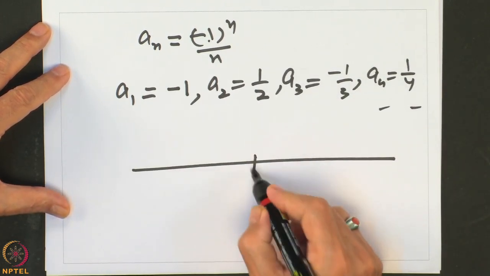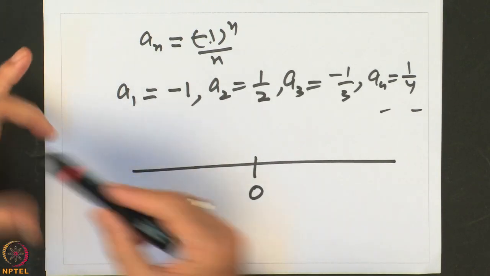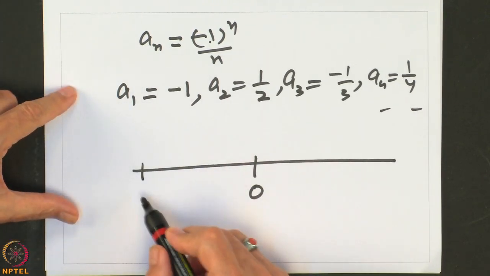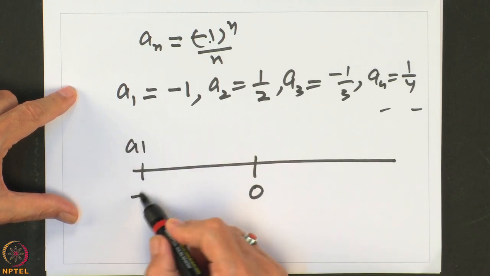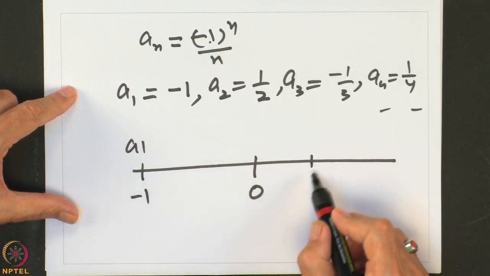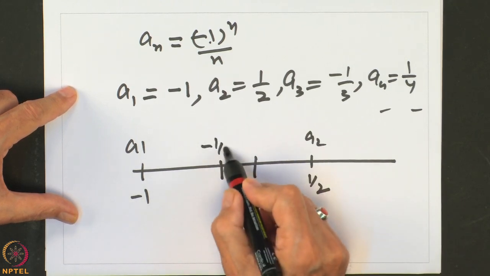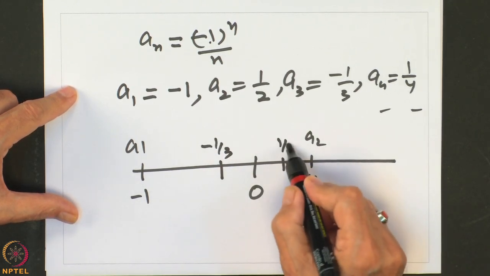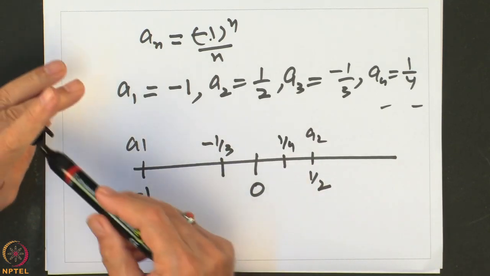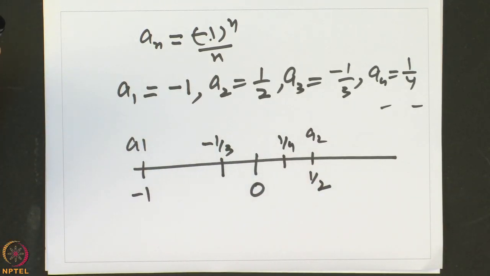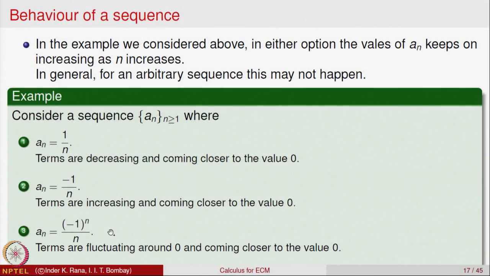So, let us look at this. This is the point 0, and A 1 is minus 1. What is A 2? A 2 is 1 by 2. What is A 3? Minus 1 by 3. What is A 4? 1 by 4. So, again we observe that this sequence is neither increasing nor decreasing, it is fluctuating. Alternately it is becoming positive and negative, but still it is coming closer to 0.